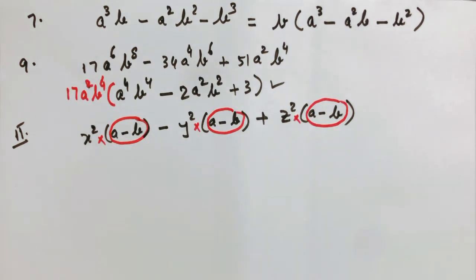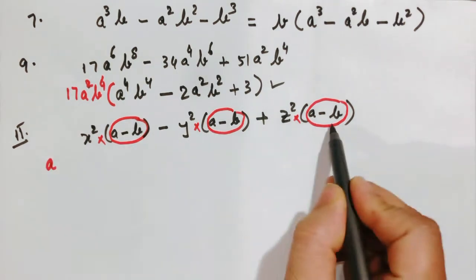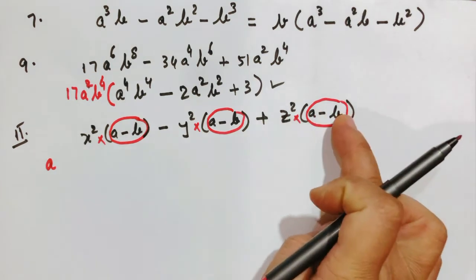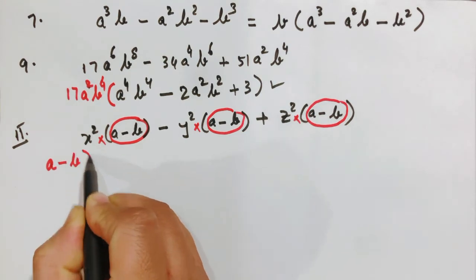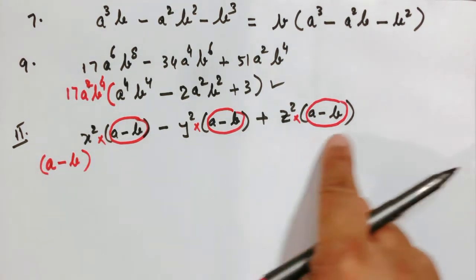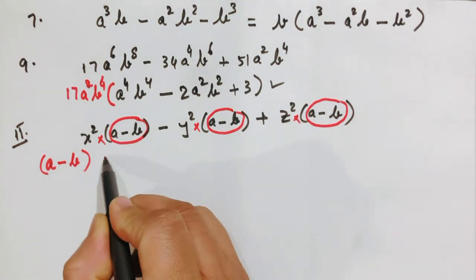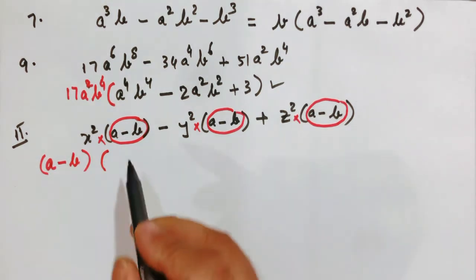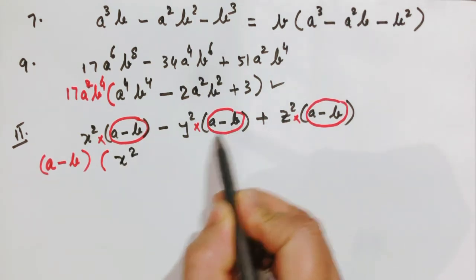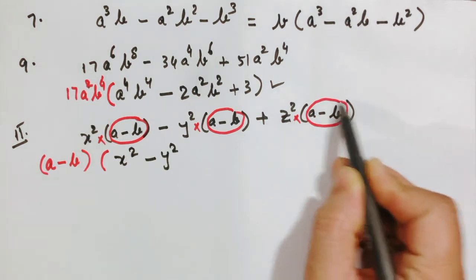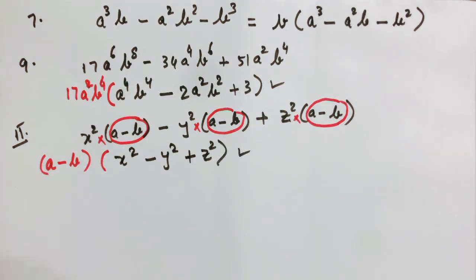So what we are going to do is take a minus b, that is the common number, or you can say the HCF of these three will be a minus b, which you can see is present in all of these terms. Now when you take out a minus b, what will remain? x square will remain, then y square, and then plus z square. This is your final solution.